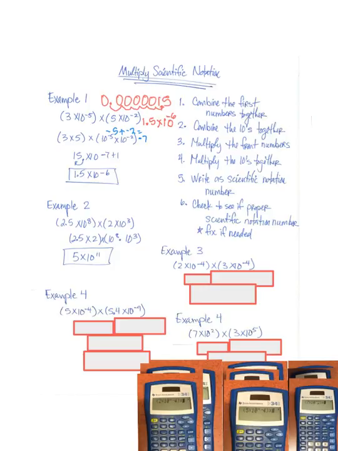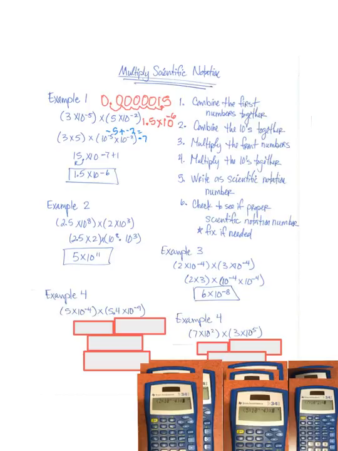Let's go ahead and look at example number 3. So we have 2 times 10 to the negative 4 times 3 times 10 to the negative 4. So let's go through the steps again. We're going to combine our front numbers. So we're going to do 2 times 3. We're going to combine our 10s. So we have 10 to the negative 4 times 10 to the negative 4. And then what do we end up getting? Well, 2 times 3 is 6. And then we have 10 to the negative 4, 10 to the negative 4. Combine those together, we have 10 to the negative 8.